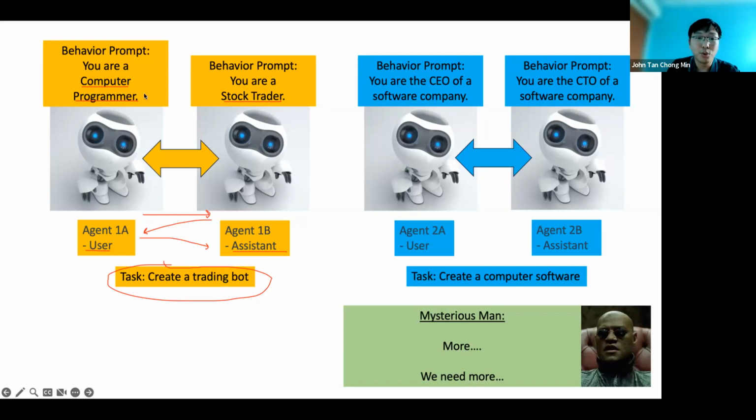If you have roles that are complementary, like programmer and stock trader, where one knows the market and one knows how to program, you can bounce the ideas off and get a functioning trading bot. Whether it earns money, I don't know, but this actually works. This idea is used in the paper called Camel. I'll be talking about it next week as well. It is used in order to do constant reflection amongst two agents.